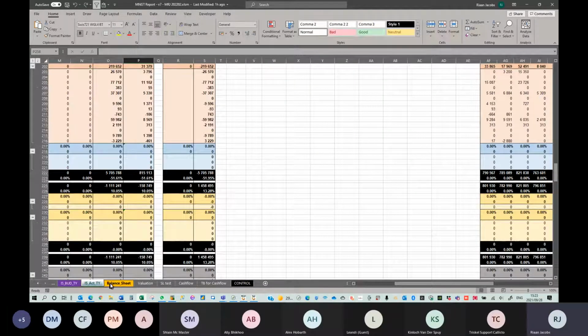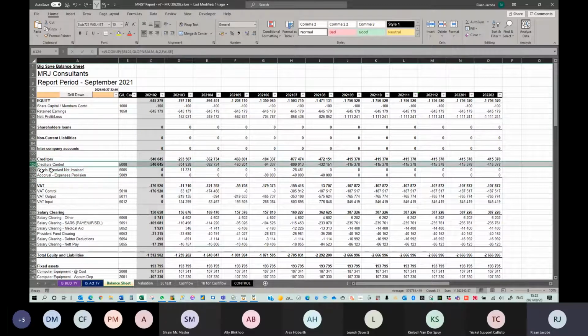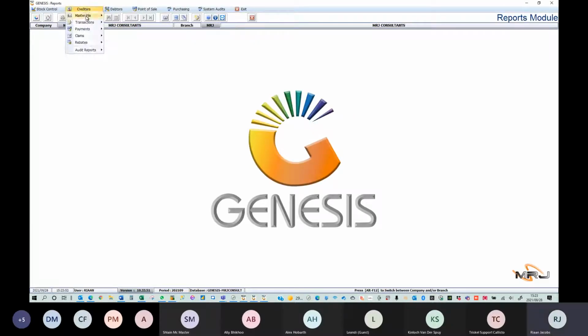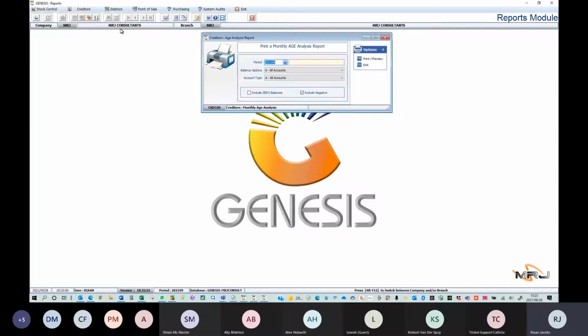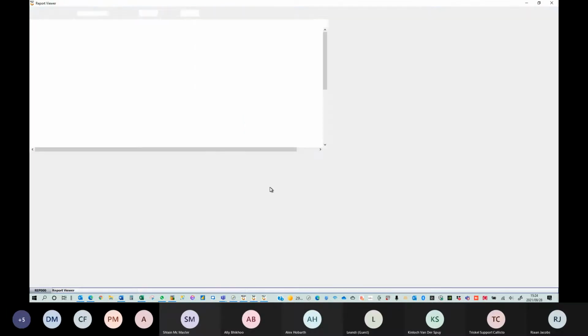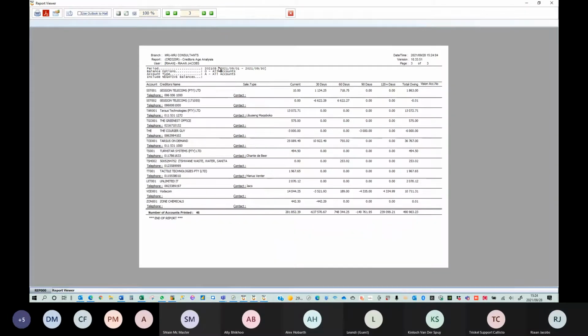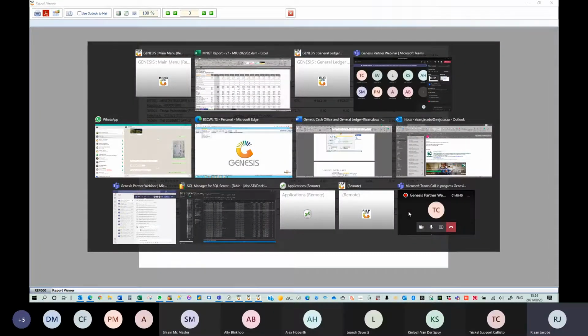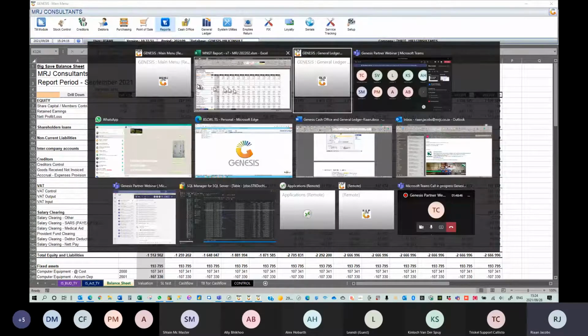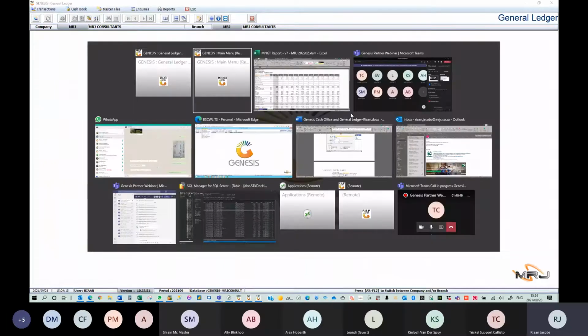If I go to the balance sheet, then I look for creditors control. So creditors control is sitting on 415378. If I go to Genesis and run a report, creditors, give me age analysis, this one sits on 490, which is a mistake. So there's a good example already. These two are supposed to mirror each other. There mustn't be any differences.